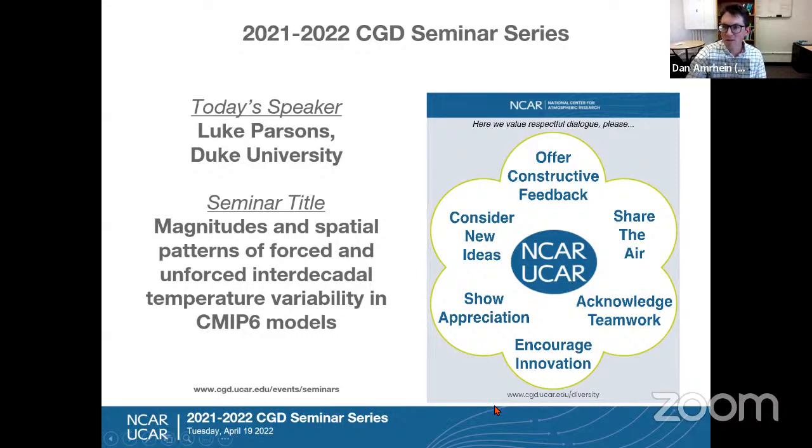Luke Parsons is a postdoctoral associate and lecturer in the Nicholas School of the Environment at Duke University. He received a bachelor's in geological sciences and Spanish from Brown University, after which he taught high school science and geology before completing a PhD in geosciences from the University of Arizona. He was then a WRF postdoctoral fellow in atmospheric sciences at the University of Washington before starting his current position. Luke's research interests and expertise include climate variability and its impact on labor and human health, droughts, and paleoclimatology. His talk title today is Magnitudes and Spatial Patterns of Forced and Unforced Interdecadal Temperature Variability in CMIP-6 Models.